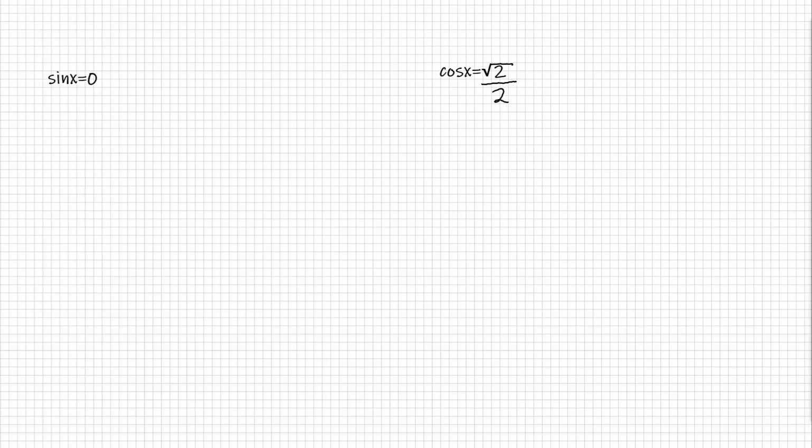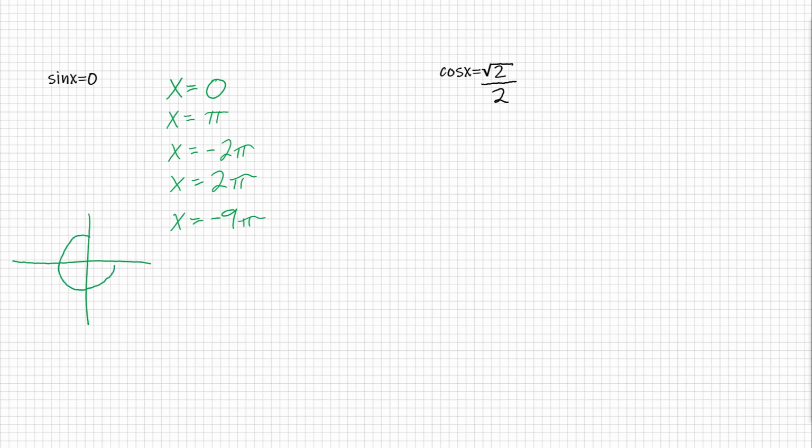Sine x equals 0. Now we remember that this is true if x equals 0 degrees or radians, but it's also true if x is equal to pi, right? And it's also true if x is equal to negative 2 pi or 2 pi, and we can just keep going on forever and ever, because looking at our unit circle, our sine value, which is our y value on the unit circle, is going to be 0 at any even multiple of pi, 0, 2 pi, etc., or at any odd multiple of pi, say 3 pi or negative 9 pi.